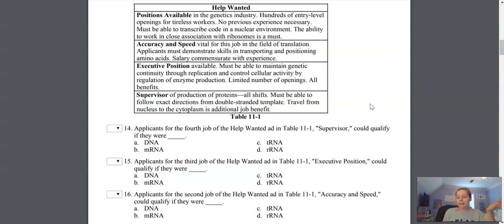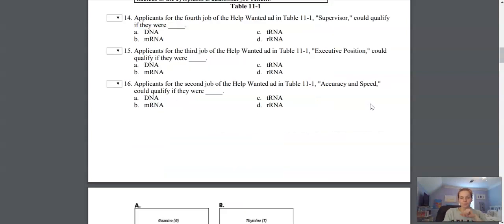So we know it's not D, or it's not DNA, because it's not vital in translation. DNA is not involved in translation. Applicants must demonstrate skills in transporting and positioning amino acids. So what transports amino acids? tRNA. So 16 is C, tRNA.